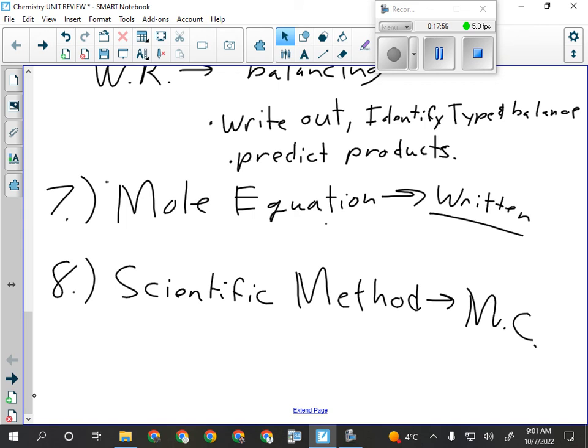Question number 4, your 4 mole equation questions. And there's a couple worth 3 and there's a couple worth 4. So the whole question is out of 14 marks.